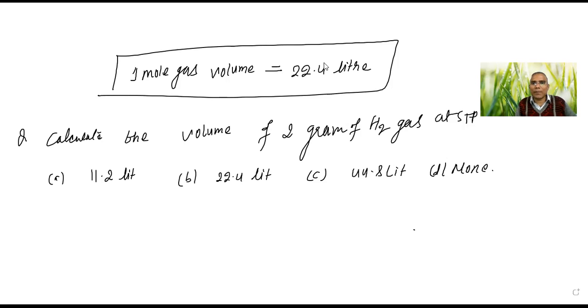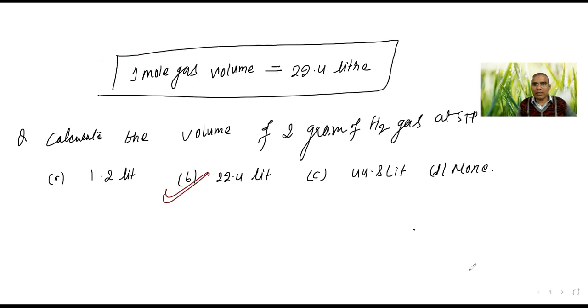22.4 liters. Which one? B. How? Because we calculate the number of moles, which is given mass over molar mass, which is 2 by 2, which is 1. And then we have 1 mole of H2 gas, which is 22.4. Good, great.